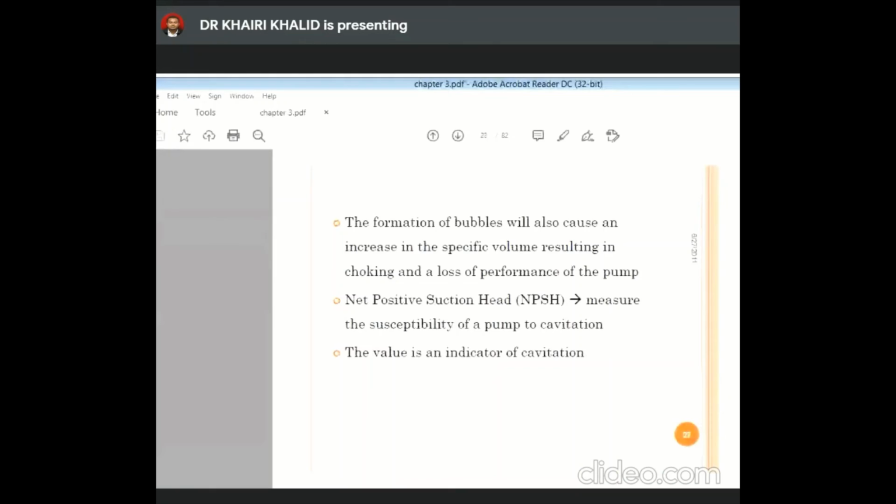The formation of bubbles will also cause an increase in the specific volume, resulting in choking and lost performance of the pump. So NPSH, which is the net positive suction head, is a measure of the susceptibility of the pump to cavitation. This is the value that gives the indication of cavitation. So every single pump will come up with this value.